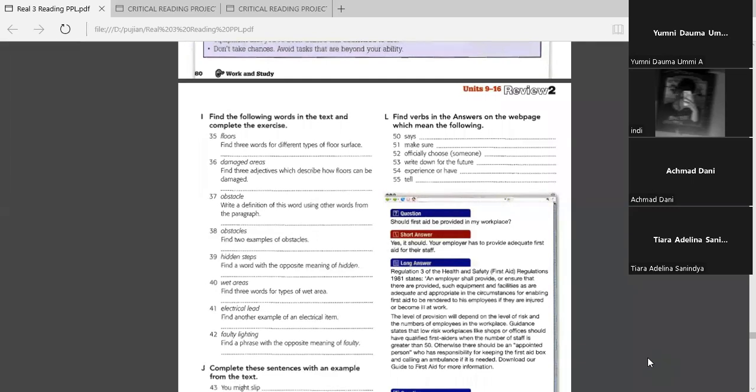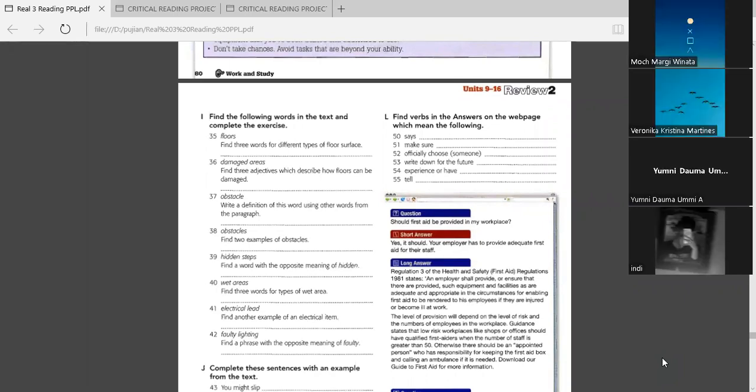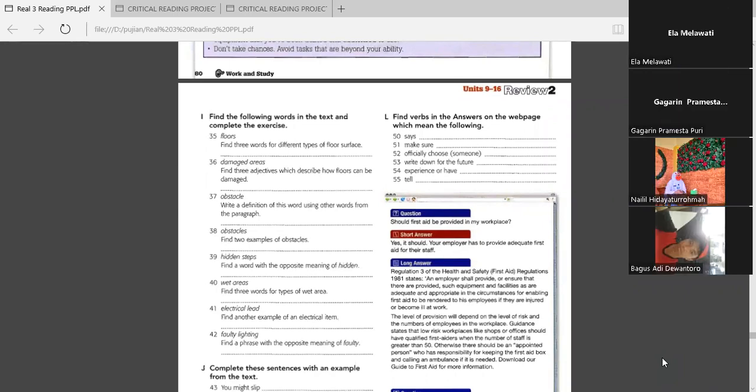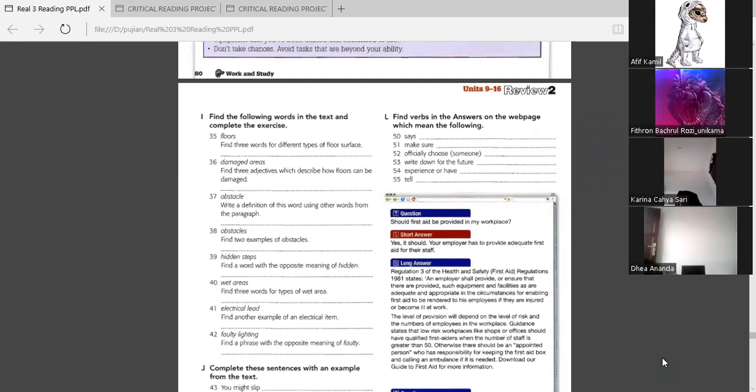And then 40, bed area. Find three words for types of bed area. What's this? Well then, go on, Windy. There is no one, Windy. Agus, Agus. Yes, sir. Okay, go on.